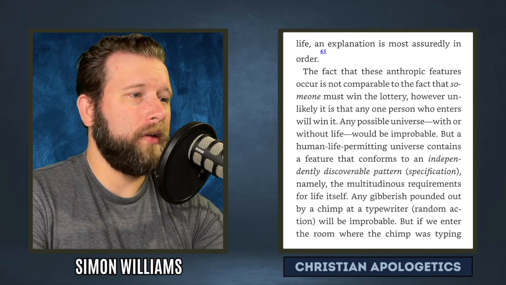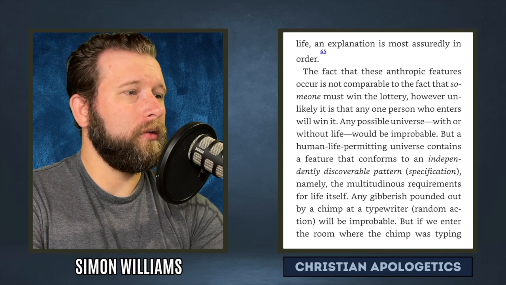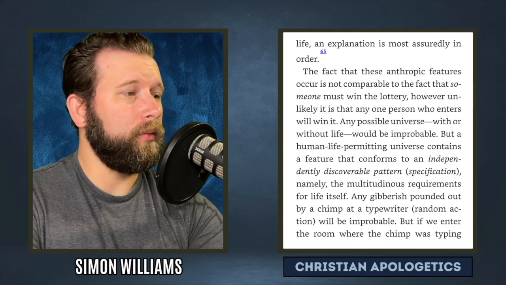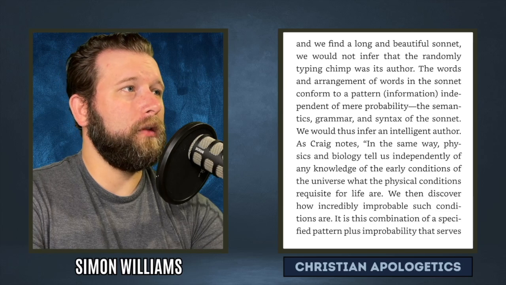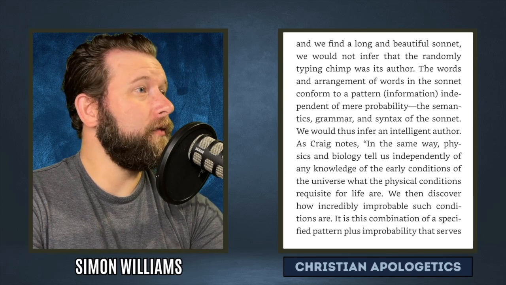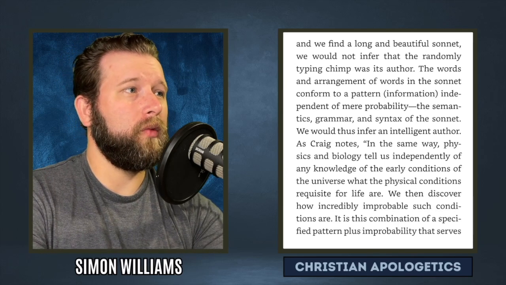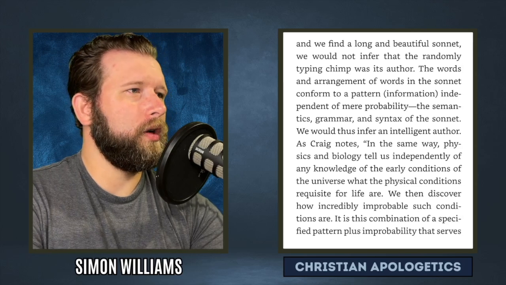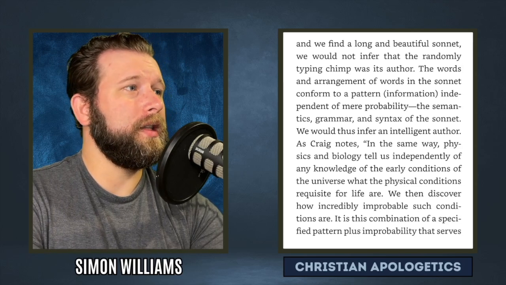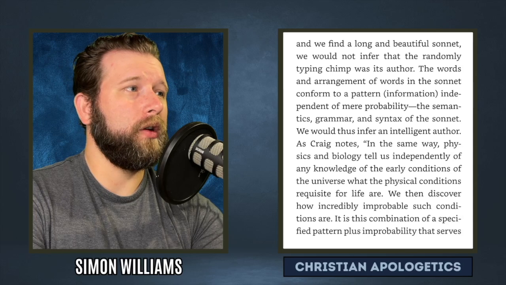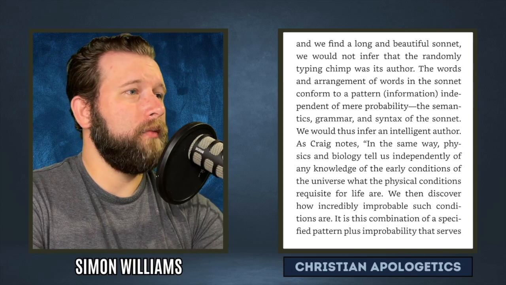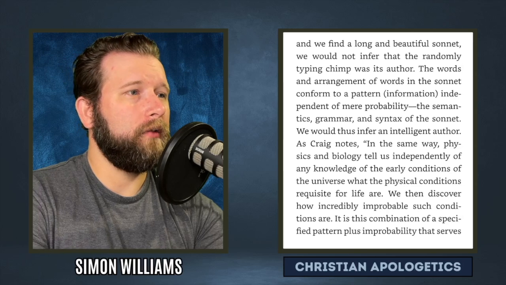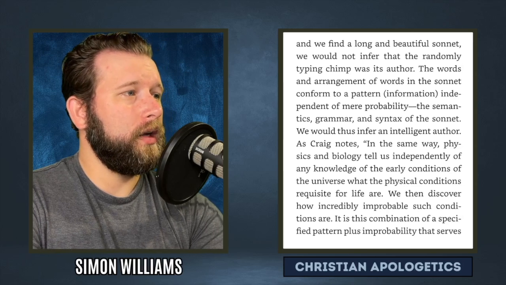Any gibberish pounded out by a chimp at a typewriter, random action, will be improbable. But if we enter the room where the chimp was typing and we find a long and beautiful sonnet, we would not infer that the randomly typing chimp was its author. The words and arrangement of words in the sonnet conform to a pattern, information, independent of mere probability: the semantics, grammar, and syntax of the sonnet. We would thus infer an intelligent author.